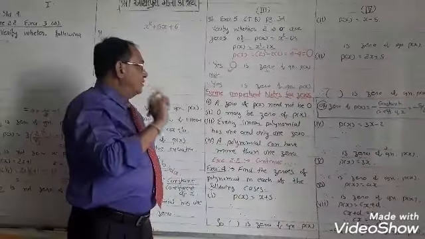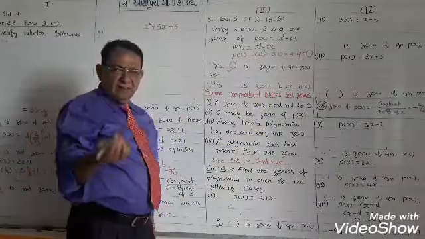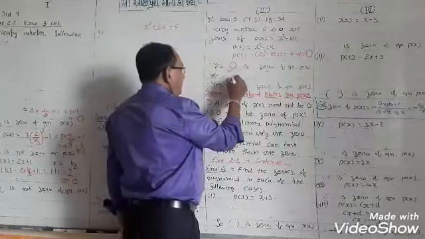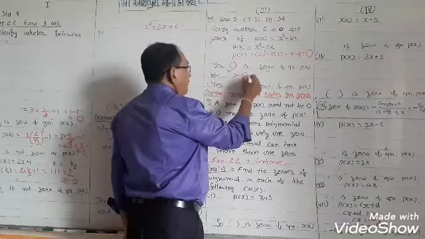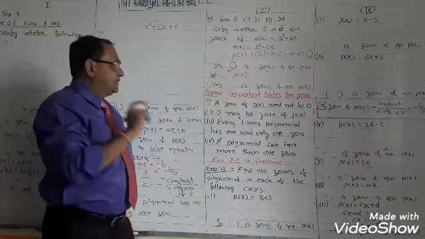Okay, 2 is the root of the given p(x). Clear? Now the second one, we will find p(x) numerically for 0 itself.